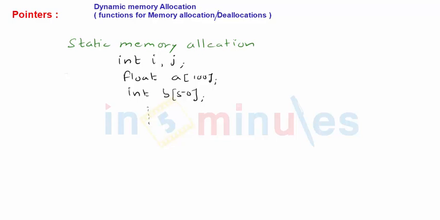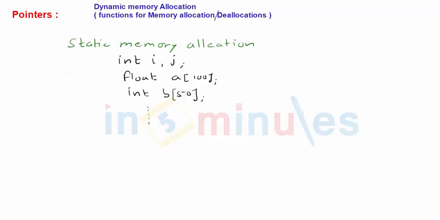Here we define integers i and j, so 4 bytes of memory, then a float array a of size 100, so it is nearly 400 bytes of memory space, and an integer array b will occupy 100 bytes of space. Now totally it is occupying nearly 500 bytes of memory. As the program starts, this much space of our memory will be reserved for our variables.